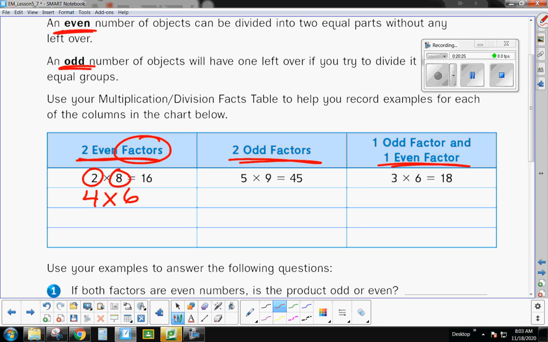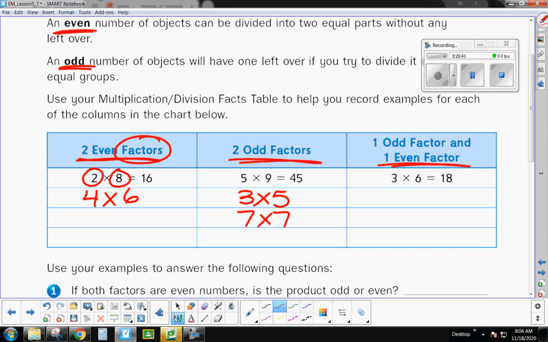Now in this column, 2 odd factors. So they gave you the example of 5 times 9. Maybe do 3 times 5. Okay, maybe do 7 times 7, right? So think of some multiplication facts with 2 odd factors.